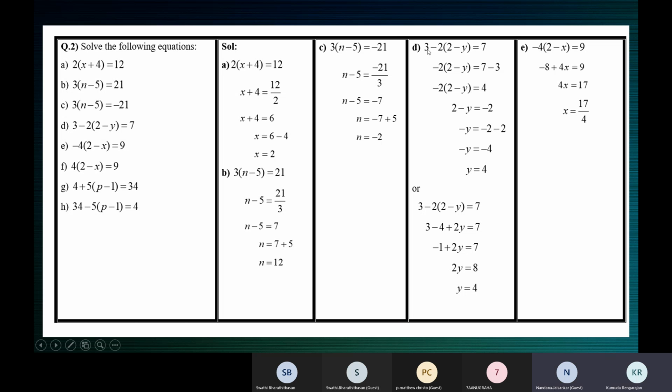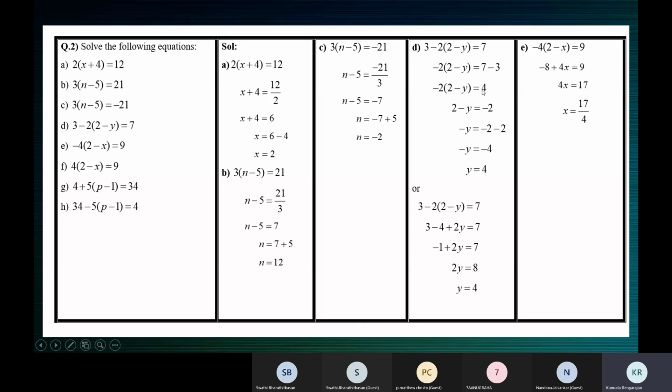The sign for 3 is before it. So 3 carries a plus sign. The sign that the number carries is before it. It precedes the number. So it's +3. +3 when taken to the other side becomes -3. So you can see, -2 of 2 minus y is equal to 7. +3 becomes -3. And then 7 minus 3 is 4.